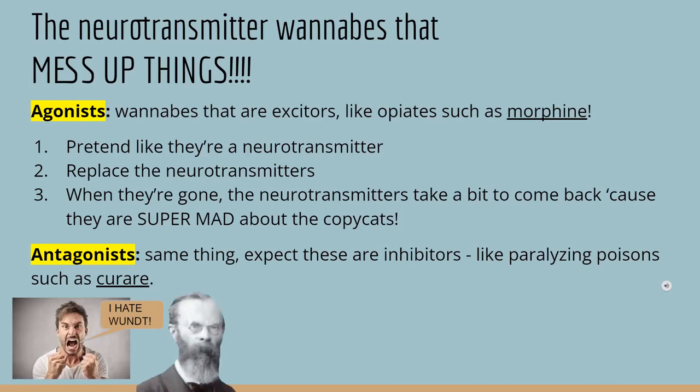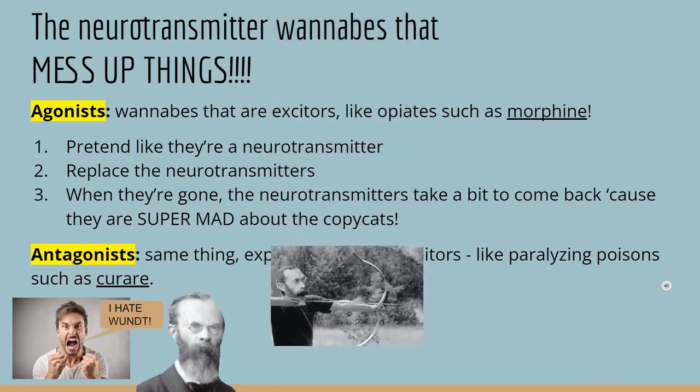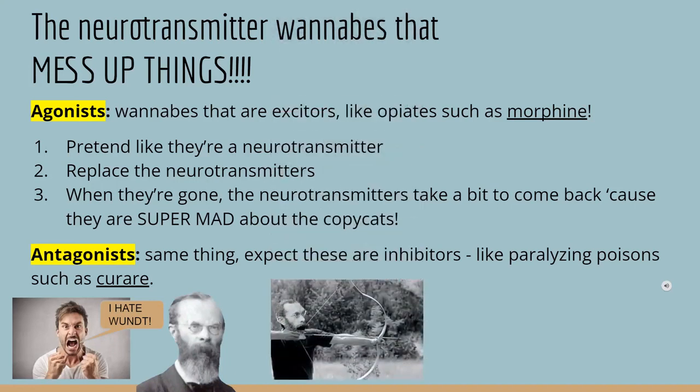Well, Vunt might just get so mad that he decides to do this. Look at that. What's he got there? He's got an arrow. What's on it? Curare. And he shoots that guy. Oh my gosh. I'm so sorry.